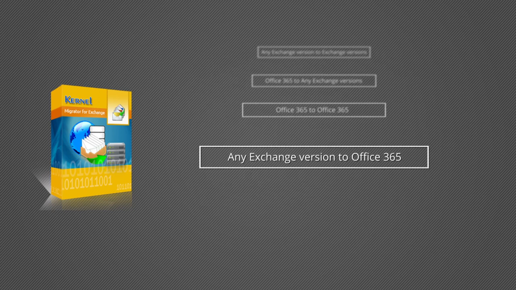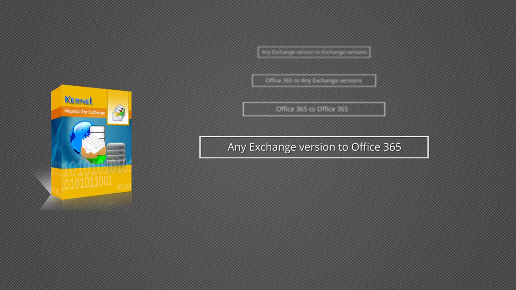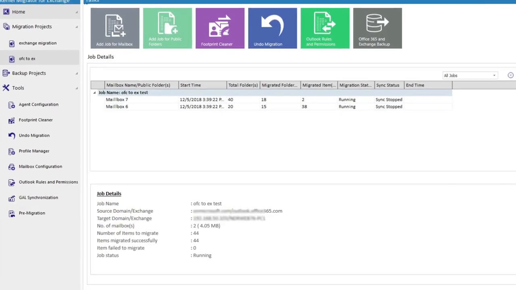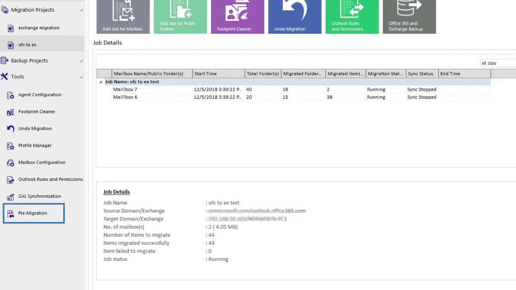The focus of this video is on the migration from Exchange to Office 365 with Kernel Migrator for Exchange. We are going to learn how to perform the easiest and efficient migration from Exchange to Office 365. A pre-migration analysis feature is available on the user interface of the software, through which you can have an estimate of the time required for your Exchange 2010 to Office 365 migration. Let's start the migration with Kernel Migrator for Exchange.